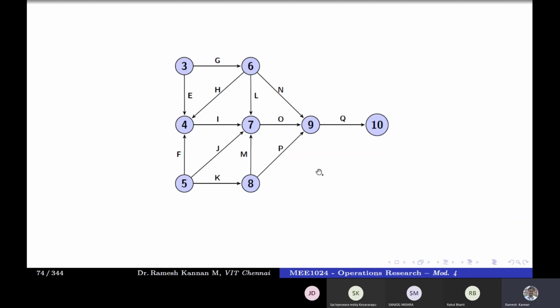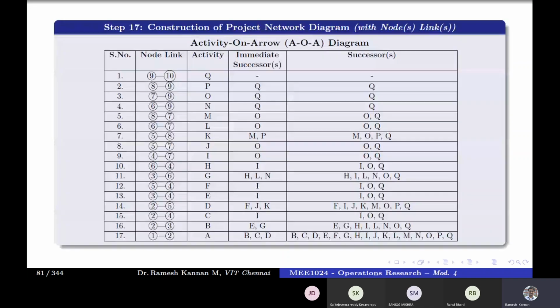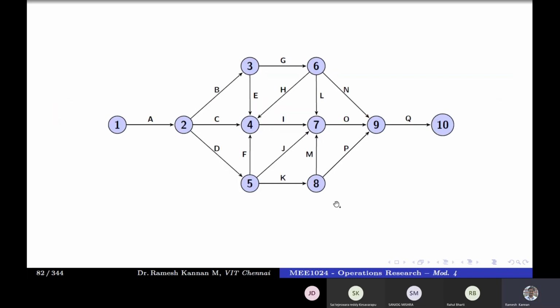Then the node will be 3 to 4. So for example, 3 to 4, 3 start event and 4 end event. So the arrow will be pointing towards the 4, and that activity will be activity E. So you can still do kind of a network logic, something like this, and redundancy in the network relationship will be the other case.